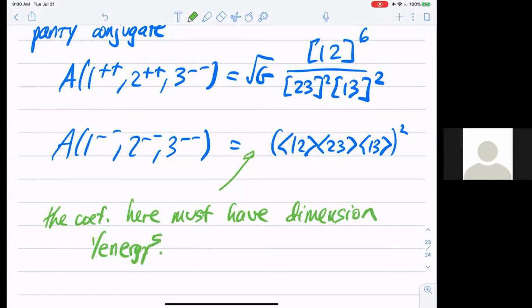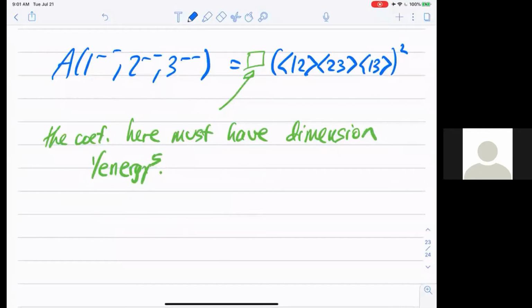So this is not something you would see, you could see it as a quantum correction perhaps, but you wouldn't see it as a tree level contribution in Einstein-Hilbert gravity. You would need a higher dimensional operator in your Lagrangian with some suitable coefficient, some higher curvature term, whose coefficient has dimension of 1 over energy to the fifth, and it could contribute to the scattering amplitude of this form.